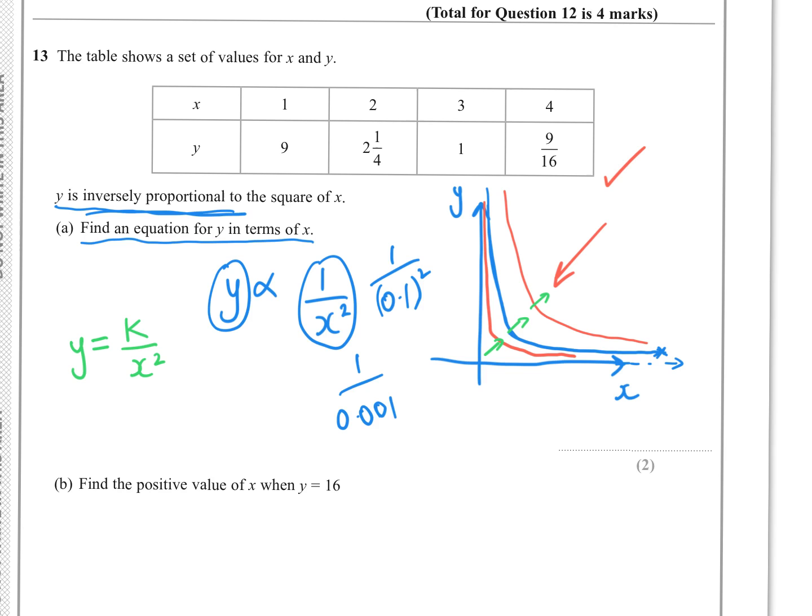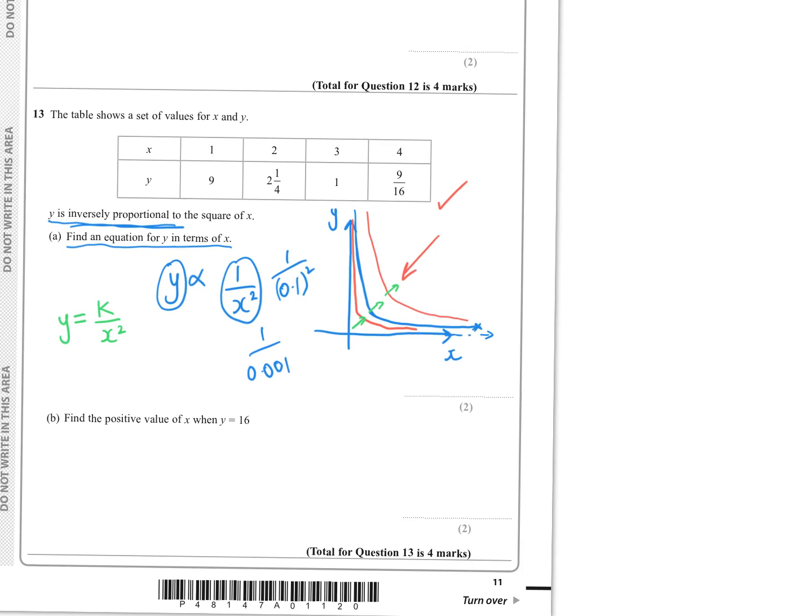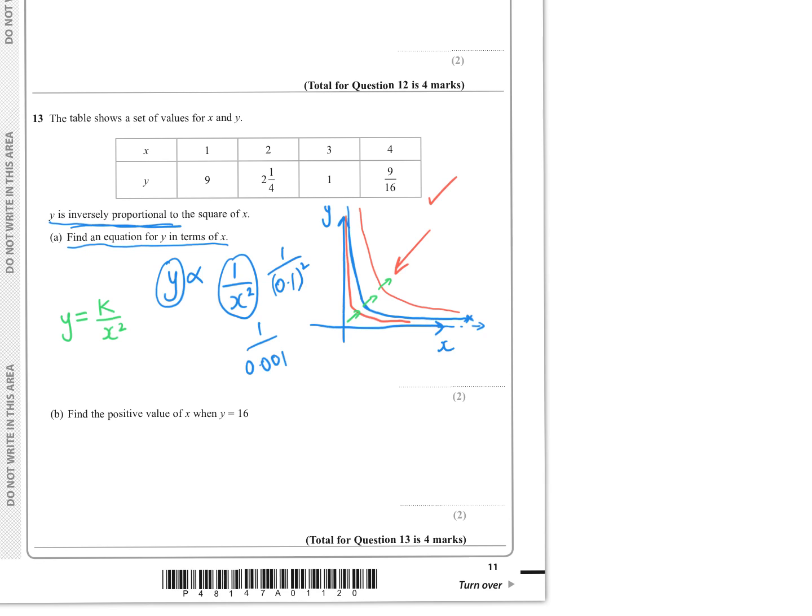So what we can do is we can put in some values from our table. So let's choose some easy ones to start with. This is a nice one. When x is 1, y is 9. So if we have y equals k over x squared, if x is 1 and y is 9, we can substitute those in. And that means that k is equal to 9.